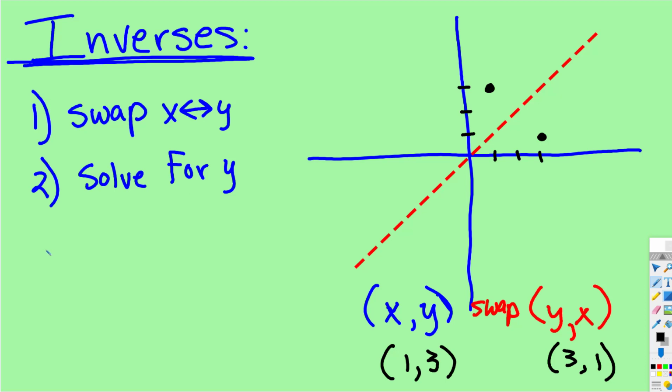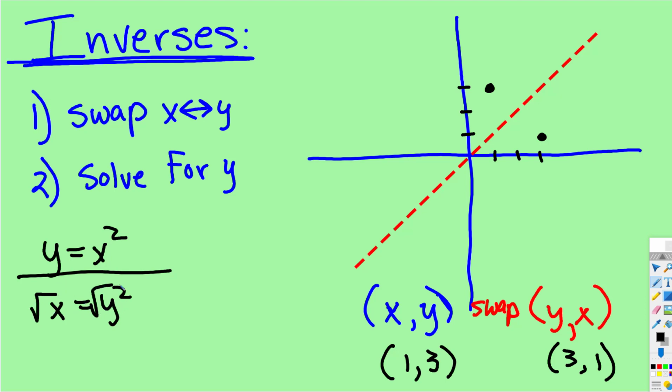For example, if the original is y is equal to x squared, we swap the x's and the y's, then solve for y. Well, I need to take the square root of both sides. So the square root of x is equal to y. So the square root of x is the inverse of x squared.